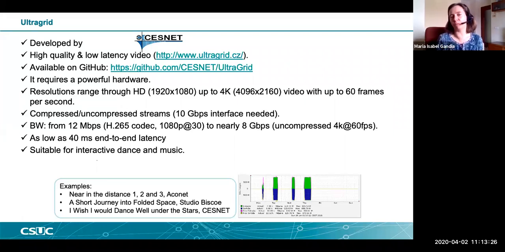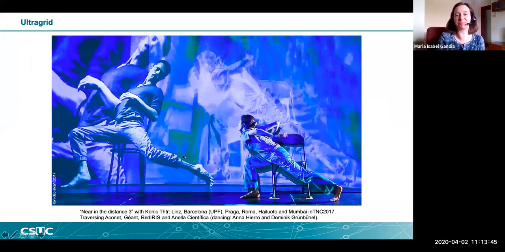UltraGrid has more or less 40 milliseconds of latency. It's suitable for interactive dance. We have used it many times. And for music, it depends on the distance, of course, because it's just close to the border. If the distance is very high, then it's difficult, and it also depends on the music. An example of this is in the next slide.